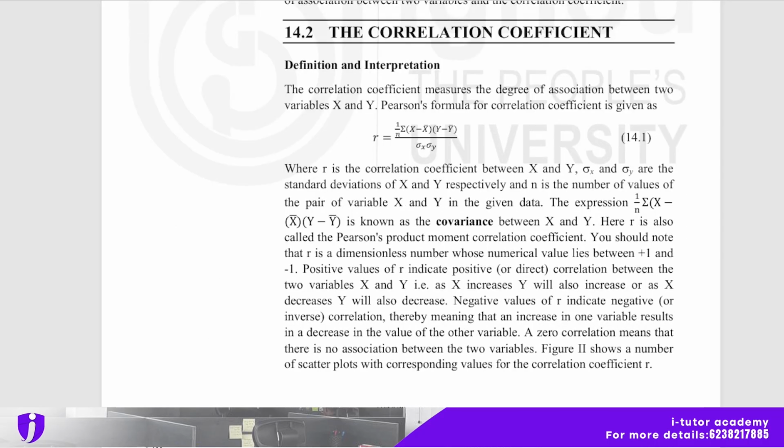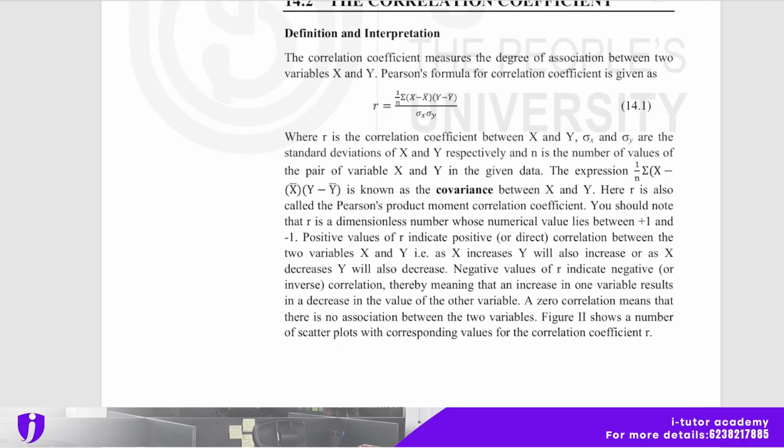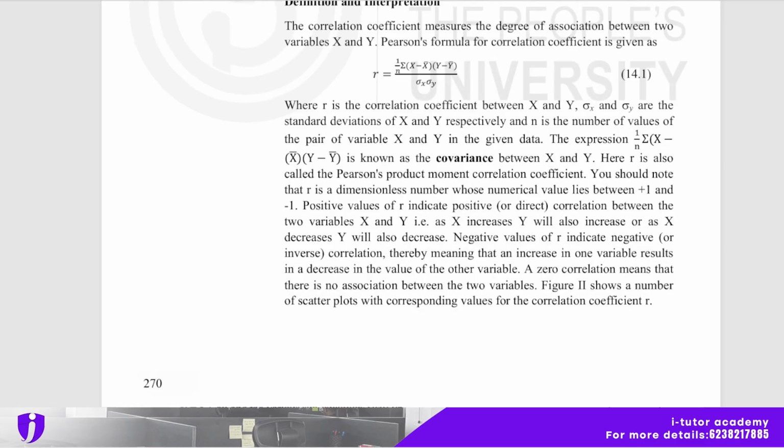The correlation coefficient, definition and interpretation. The correlation coefficient measures the degree of association between two variables, that is x and y. Pearson's formula for correlation coefficient is given as r, that is r is the correlation coefficient between x and y. Sigma x and sigma y are the standard deviations of x and y respectively, and n is the number of values of the pair of variables x and y in the given data.